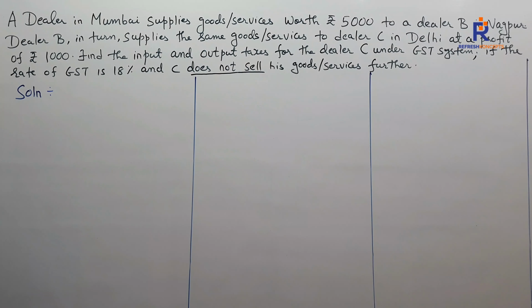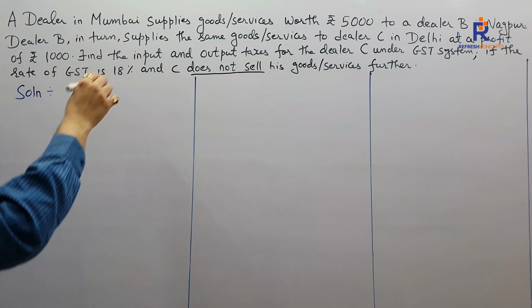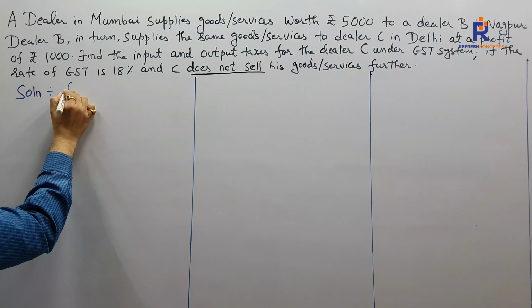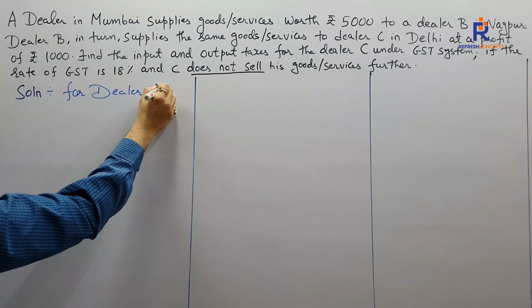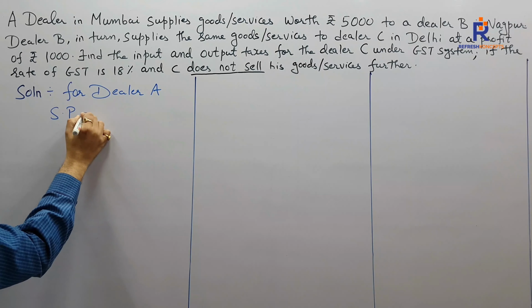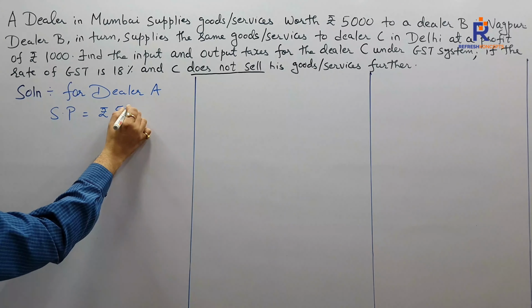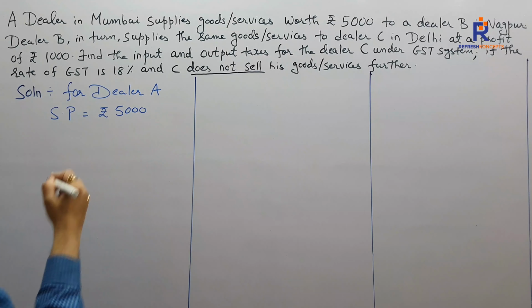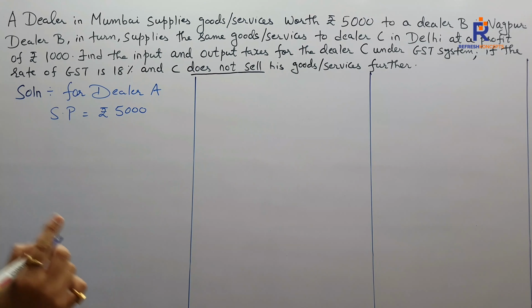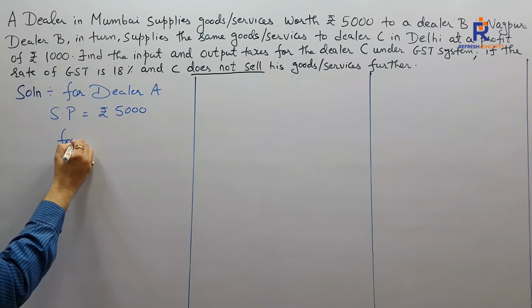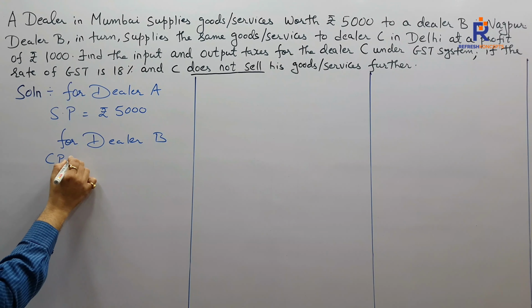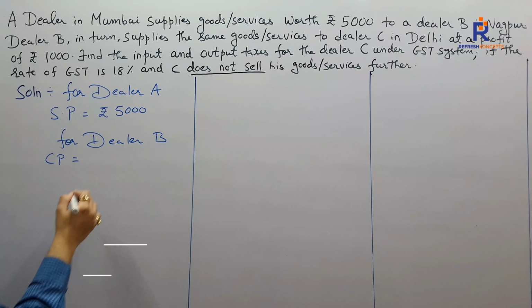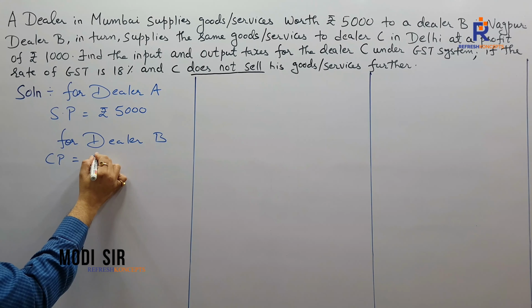What is the selling price for dealer A? Selling price is rupees 5,000. Whatever is the selling price for dealer A is the cost price for dealer B. Right, children? So for dealer B, cost price is rupees 5,000.